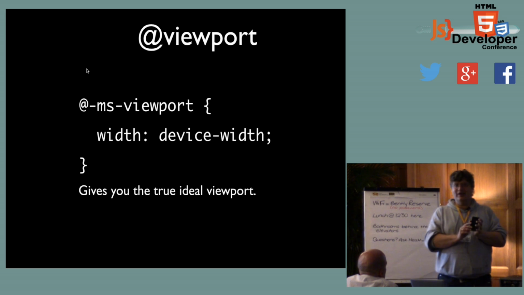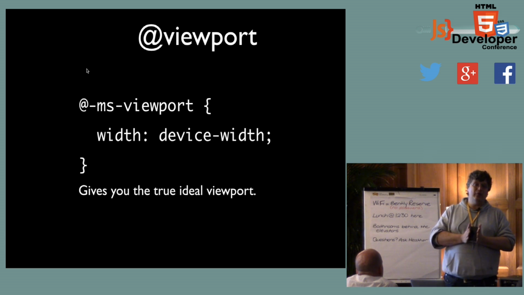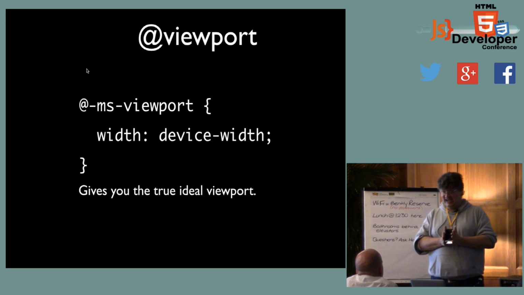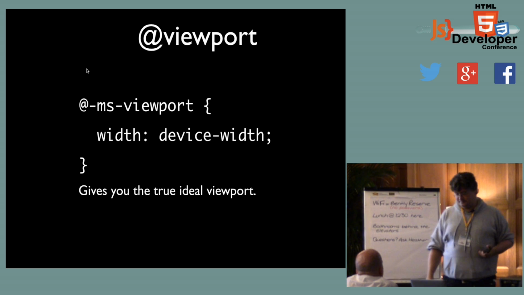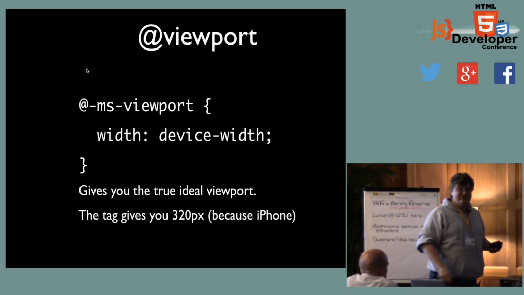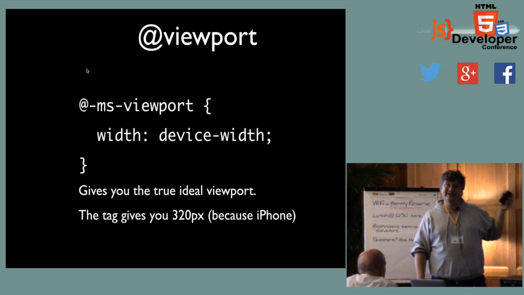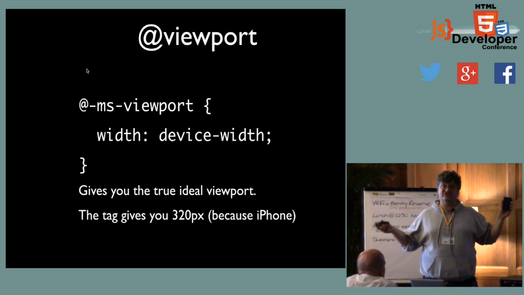You can't see it very well, but the Lumia 820 is slightly wider than the iPhone. So from a purely UX standpoint, it should have a slightly wider ideal viewport. However, if you use the meta viewport tag, IE always sets the viewport to 320. Why? Because it wants to imitate the iPhone. If you, however, use this, it uses the ideal viewport that's really suited to your device, and in this particular case, it's 364. Again, this sounds weird, but it actually makes sense on the device.